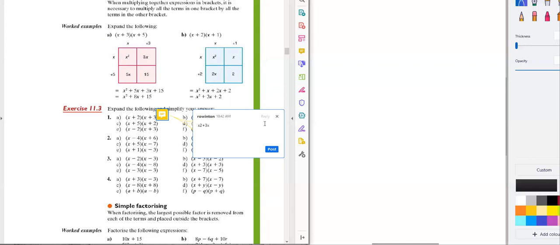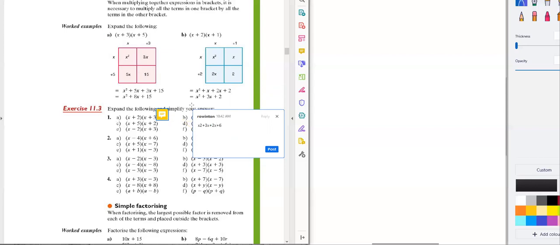Okay, then after that, that's all. Then followed by the second digit, plus 2 here. The plus 2 you need to times the x also. That means you get 2x. And then after that, the second digit here also needs to times the second digit in the second bracket. So that means you have positive 6.